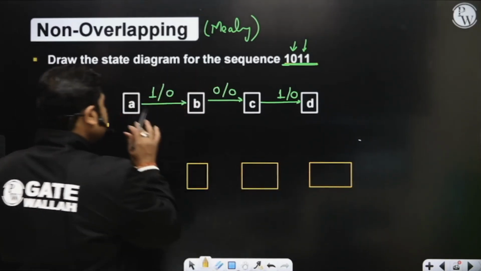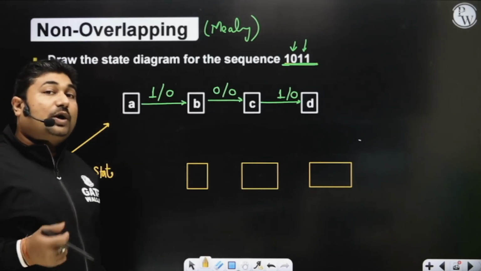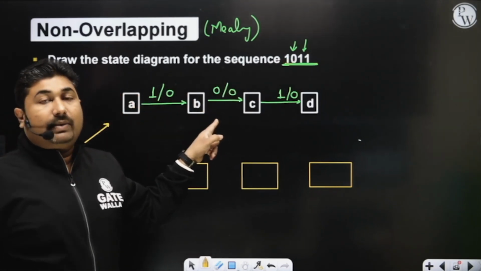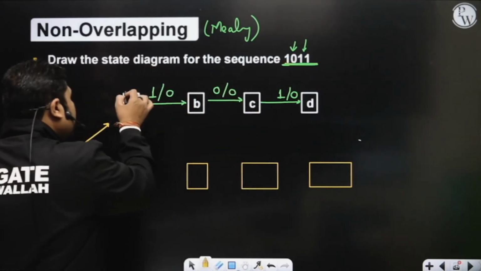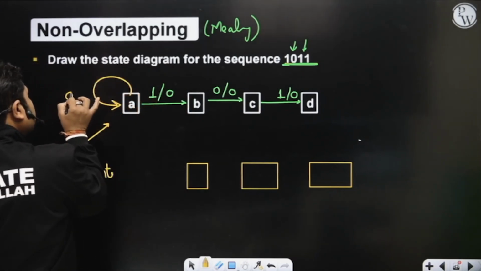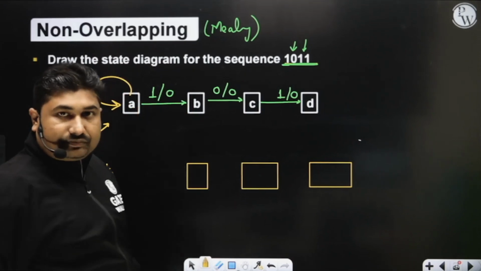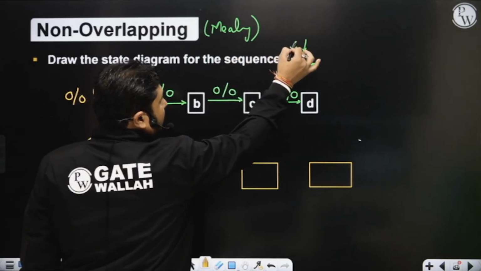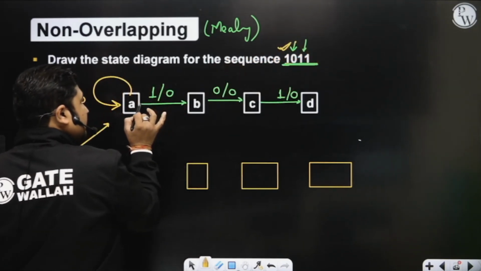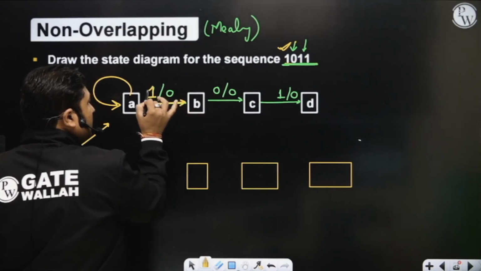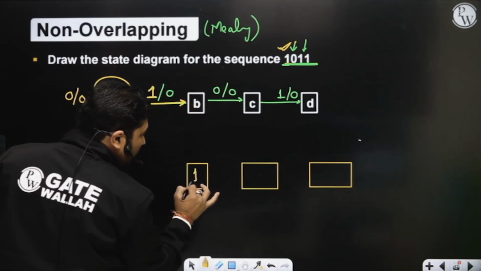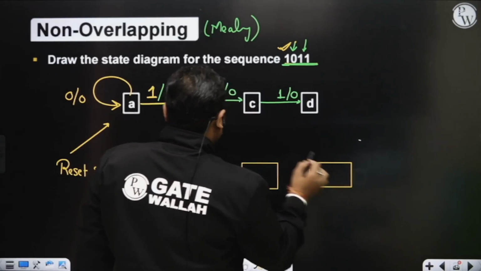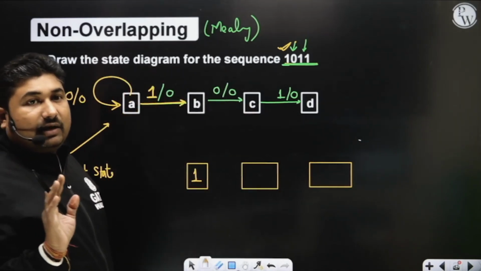Now, when you are on state A, the input may be 0 or 1. If 1 comes, it is the required sequence, so you will move to the next state. But what if 0 is received as input? You will remain in the same state A. Now, 1 bit is detected. When x equals 1, it means 1 bit got detected. As soon as 1 input bit got detected, you are on the 1 bit state. It means at B, 1 bit of the required sequence is detected.